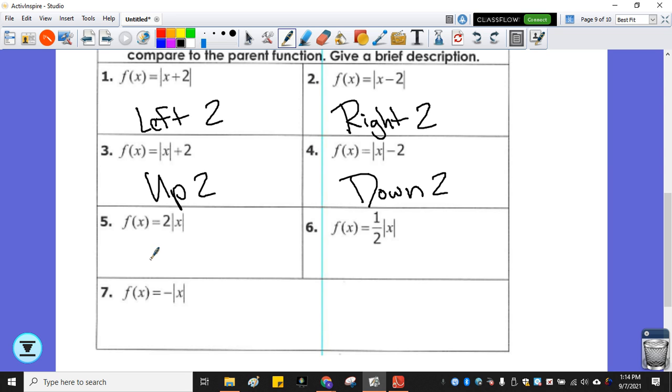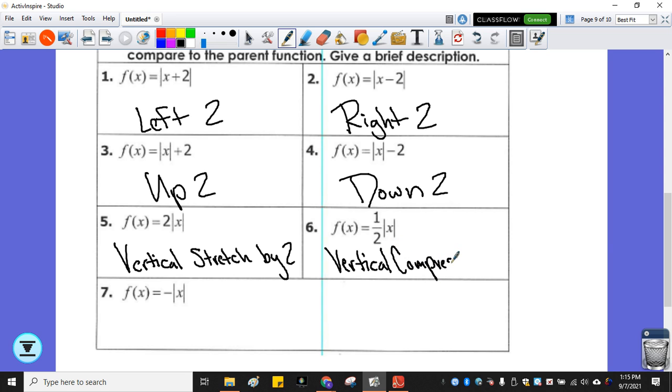2 in the front, vertical stretch, because it's greater than 1. It's a vertical stretch by 2. And then for the half, it would be a vertical compression, because it's less than 1, by a half. So I'd multiply all my y values by a half. And then negative in the front, reflect over x.